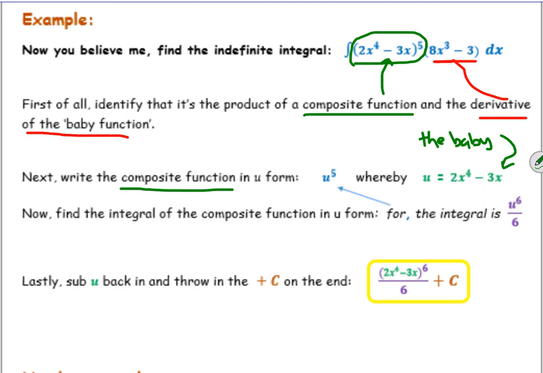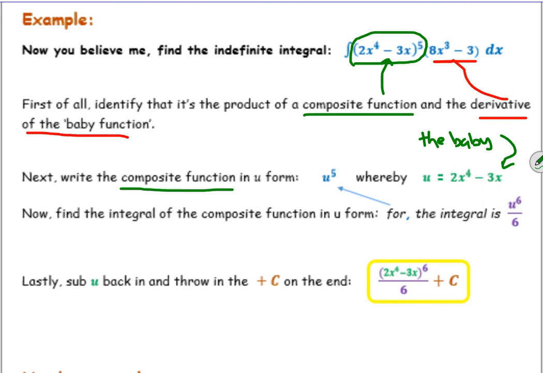Okay, so what we've done is we've written the composite function in u form. So it was to the power of 5, so we just go u to the power of 5, whereby u is 2x to the power of 4 minus 3x. Now find the integral of the composite function in u form. This one's kind of a worked example already. Would you agree the integral of u to the 5 is u to the 6 over 6, plus c, but we can worry about the plus c later.